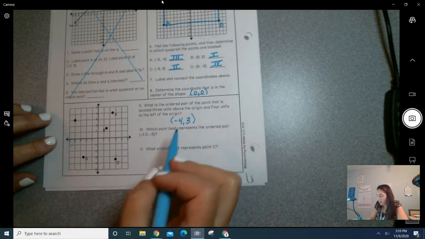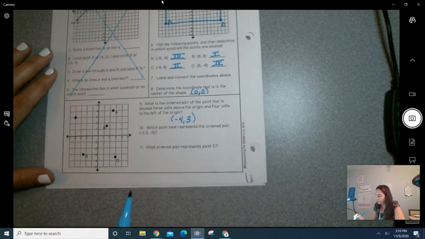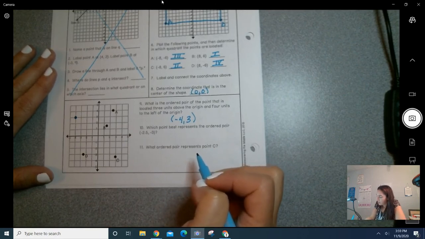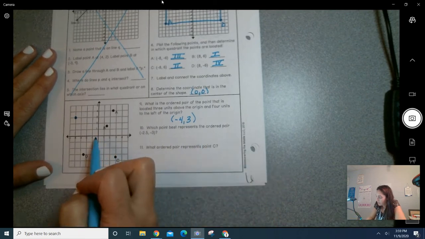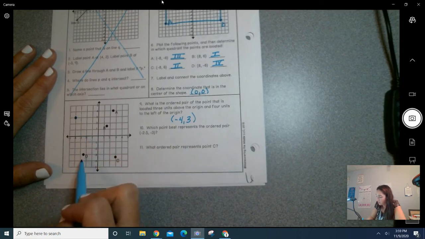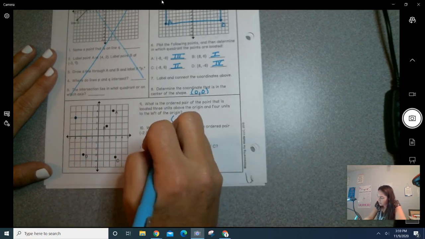Remember, you always put your horizontal number first and then your vertical number. Okay, or you put the X first and then the Y. Number 10 says, which point best represents the ordered pair, -2.5 and -3? So we're going to start at the origin, and we're going to go to the left 2.5, and then we're going to go down 3. And that gets us to point D.